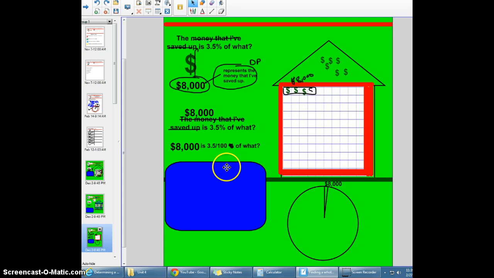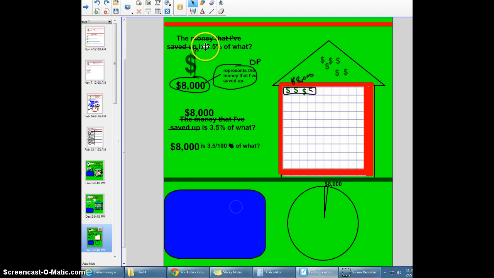I said $8,000 is 3.5 hundredths of what? Well, I could also write it like this. And while I'm doing this, ask yourself, how would you write it algebraically? See if you can remember what you did in class, or what you tried in class with algebra. $8,000 is equal to. Is going to be represented by an equal sign. We're getting more mathematical. 3.5 hundredths. I'm going to write this as a decimal. 3.5 hundredths of what? I'm going to use a variable, n.